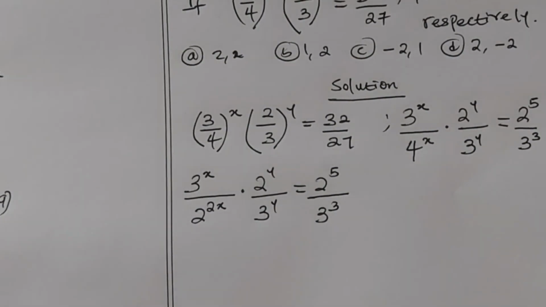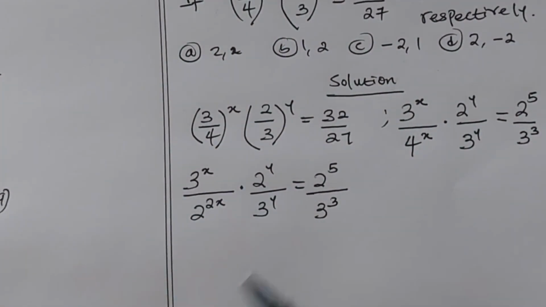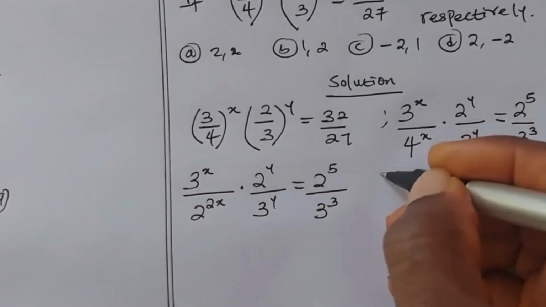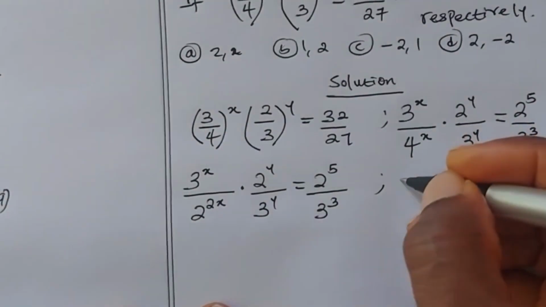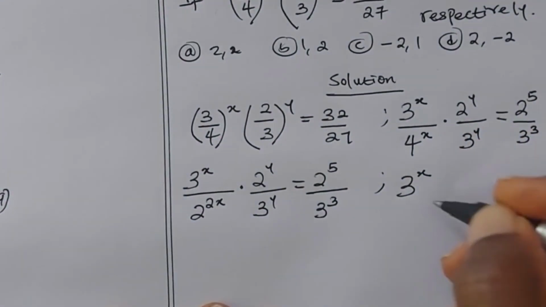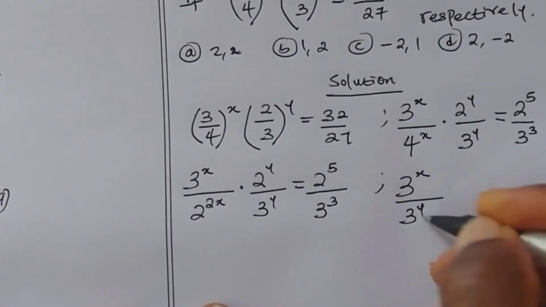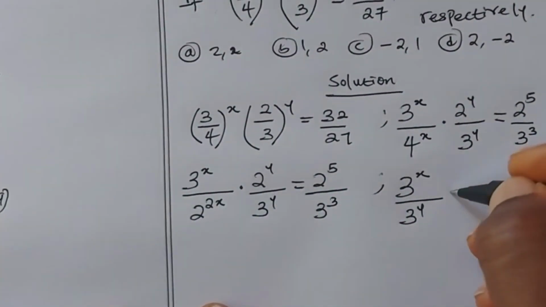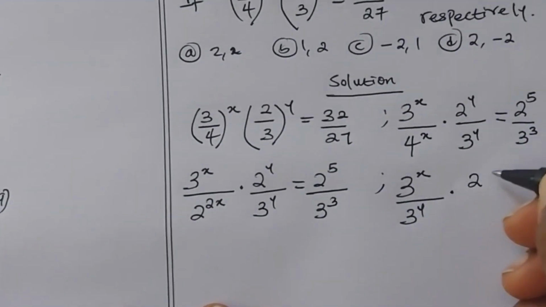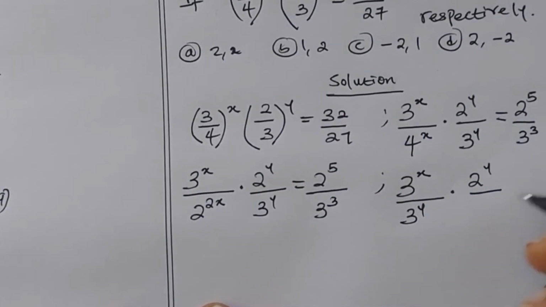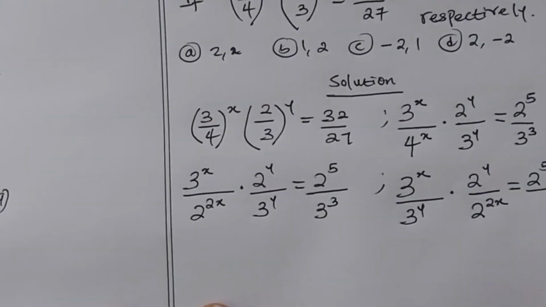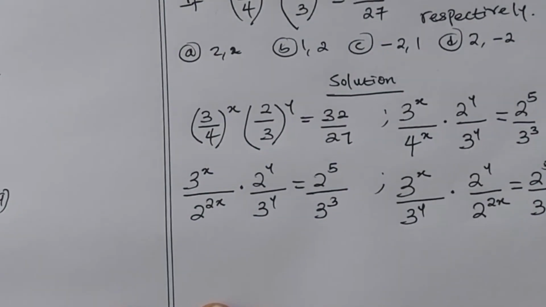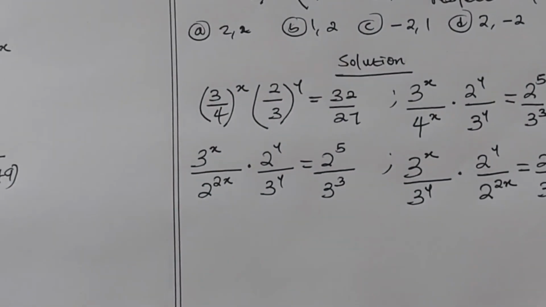Now let's try and do some indices here. We have 3, 3, 3, and we have 2, 2, 2. Let's bring all the 3s together and all the 2s together. So I'm going to have 3 raised to the power of x divided by 3 raised to the power of y, times 2 raised to the power of y divided by 2 raised to the power of 2x. And of course that is 2 raised to the power of 5 over 3 raised to the power of 3. Now let's continue with our solution.